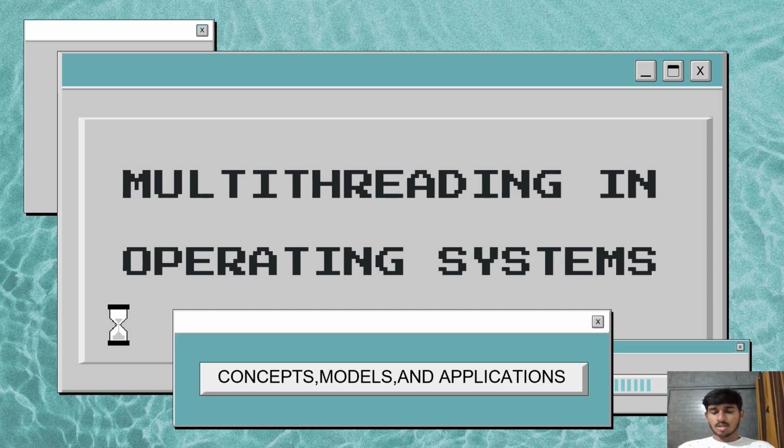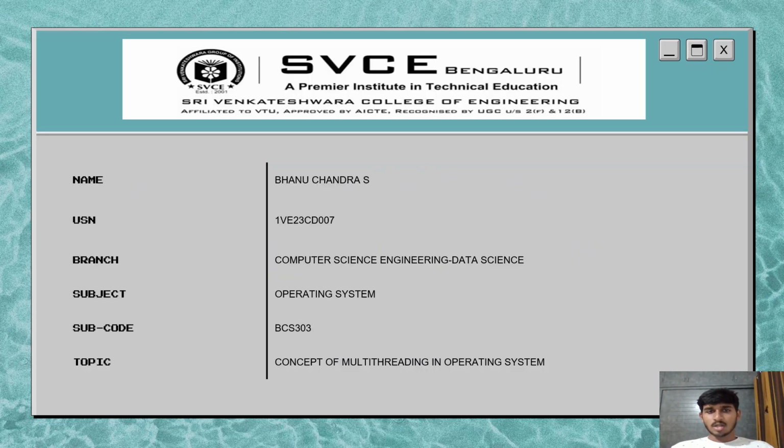My name is Bhanu Chandra and I'm studying in Sri Venkateshwara College of Engineering. I'm a second year engineering student and this is my video assignment. My USN is 1VE23CT007 and my branch is Computer Science Engineering with specialization in Data Science.